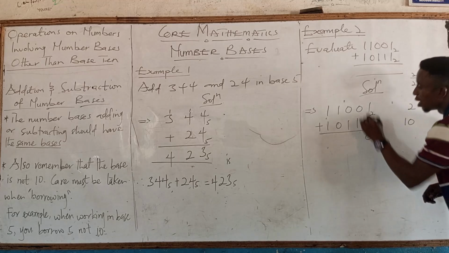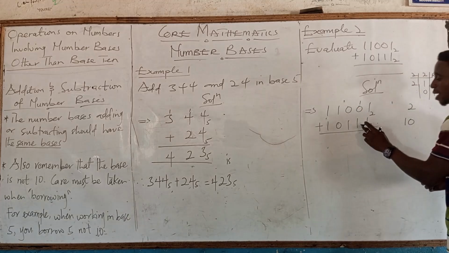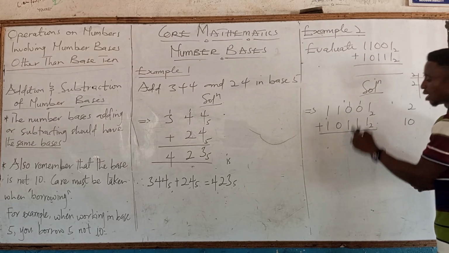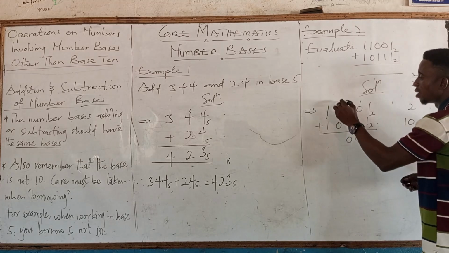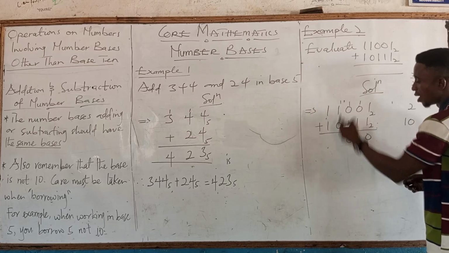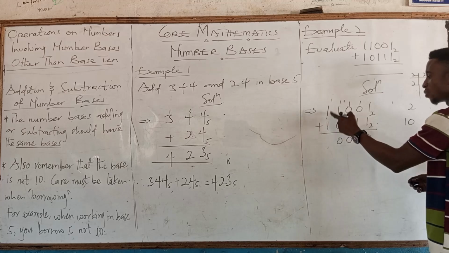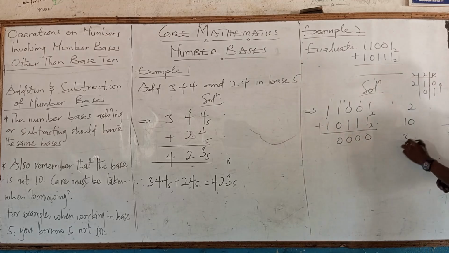So I'll put 0 and carry the 1 forward. Then this plus this one, I get the same thing. So 0, I carry the 1 forward. That one too, the same thing. 0, I carry the 1 forward. That one too, I get the same 2. So 0, I carry the 1 forward. And 1 plus 1 plus 1 will get us to 3.